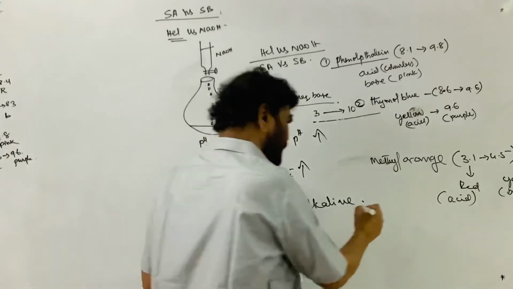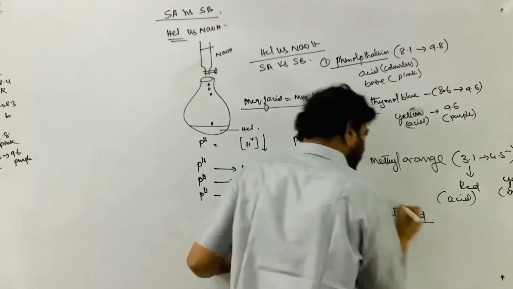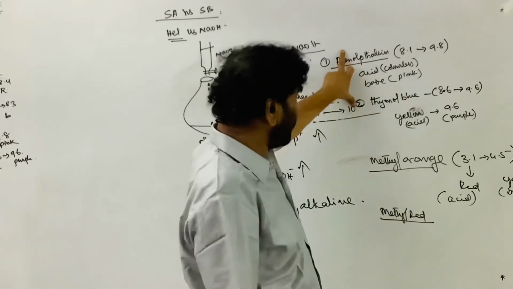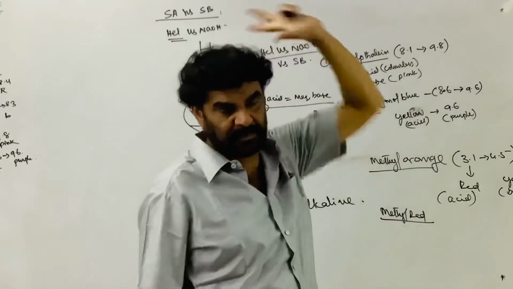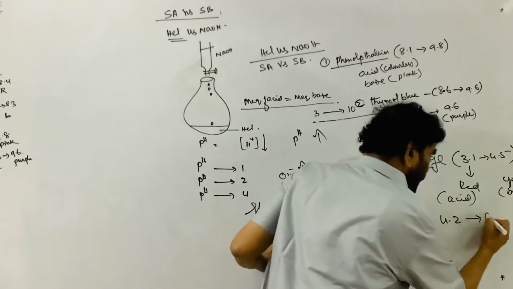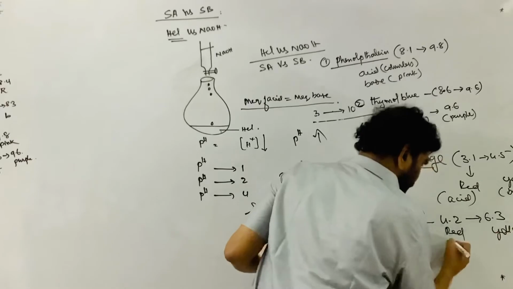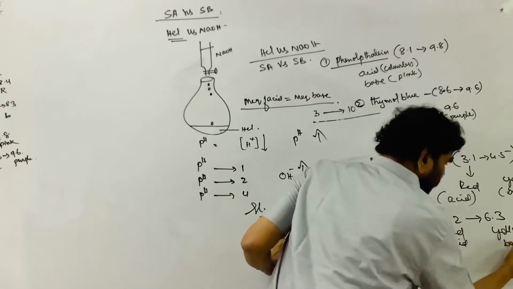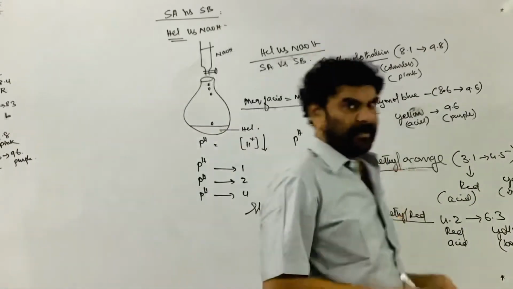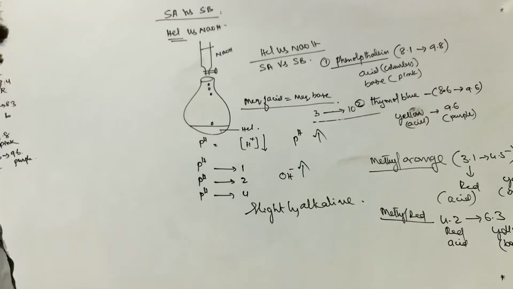Methyl red also can be used as an indicator, but those whose color-changing pH is in the alkali range are the best. Methyl red is 4.2 to 6.3. This is red, this is yellow. This is acid medium, and this is above 6.3. But these two are the best indicators. Phenolphthalein is the best indicator, and the commonly available indicator is phenolphthalein.